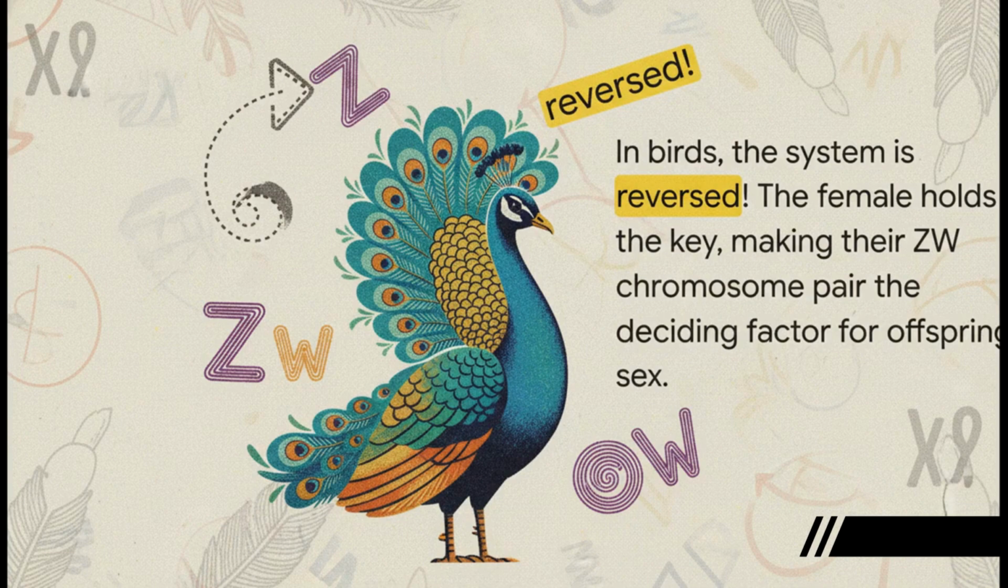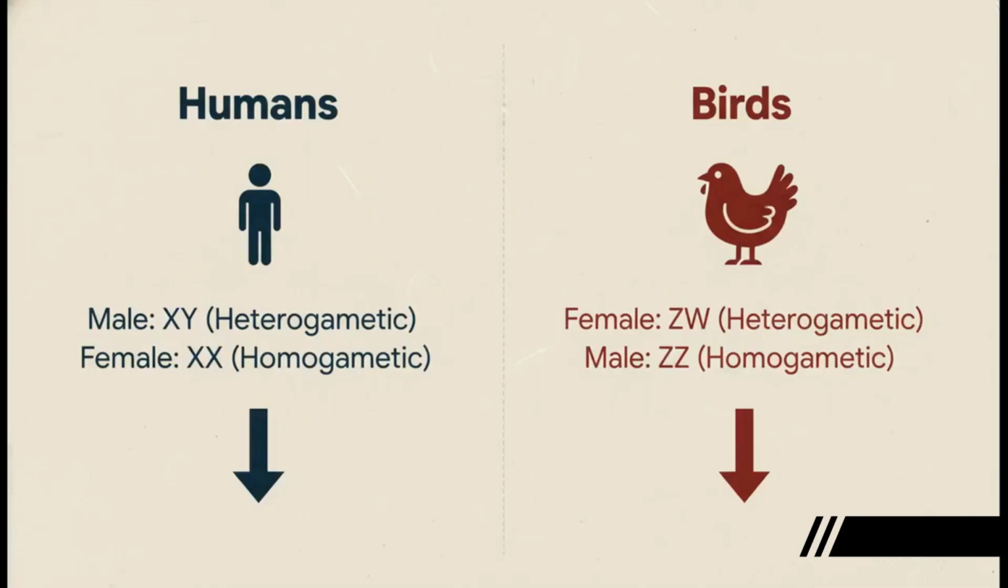Let's talk about birds. This is a classic trap question on exams, so pay close attention. In birds, and also some reptiles and insects, they don't use XY. They use something called the ZZ-ZW system. And look at this comparison. It makes it so clear. In this ZW system, everything is flipped.